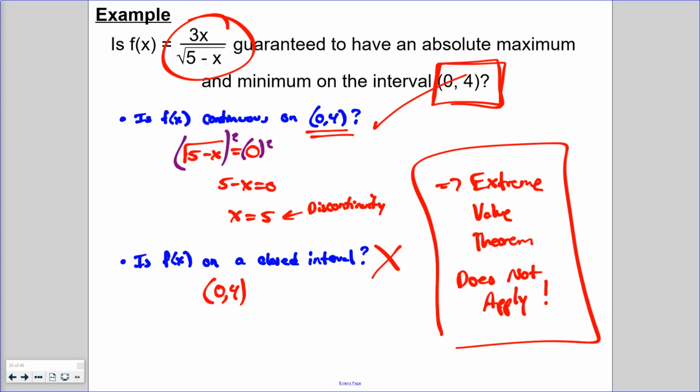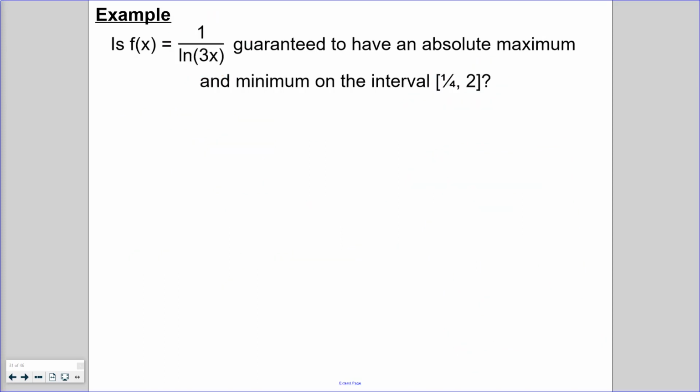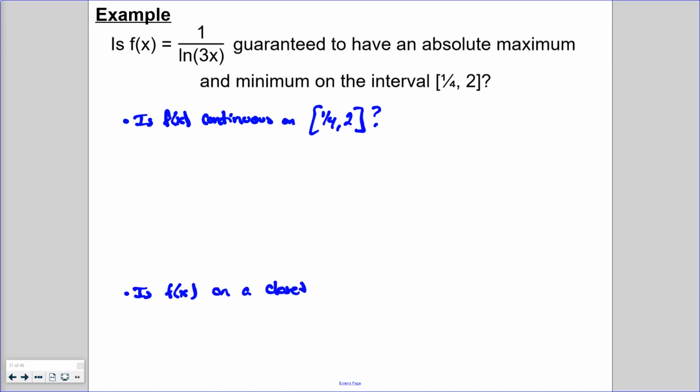All right, let's take a look at one more of these guys. So next up, is f of x equal to 1 over the natural log of 3x guaranteed to have an absolute maximum and minimum value on the closed interval 1/4 to 2? So just like before, we need to check our two conditions. First condition is f of x continuous on our interval 1/4 to 2, and then is f of x on a closed interval.